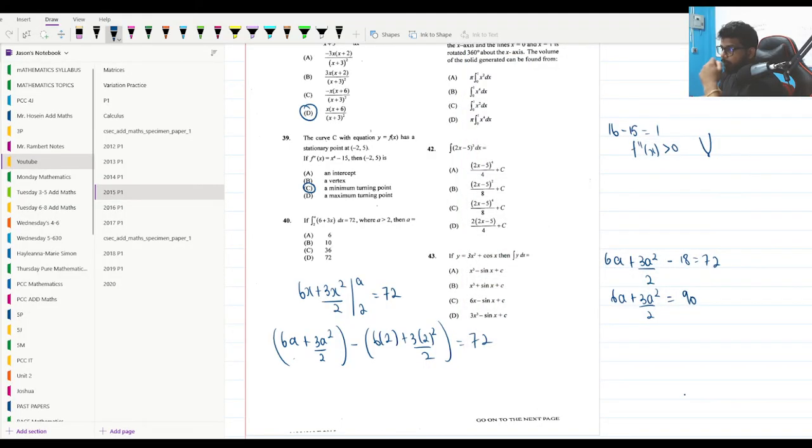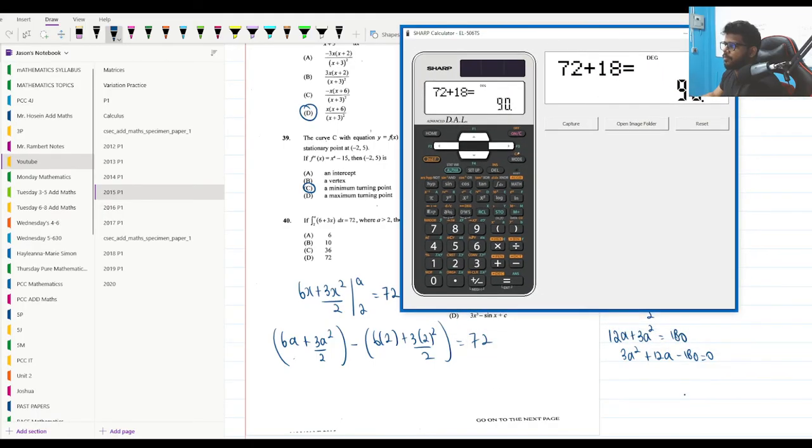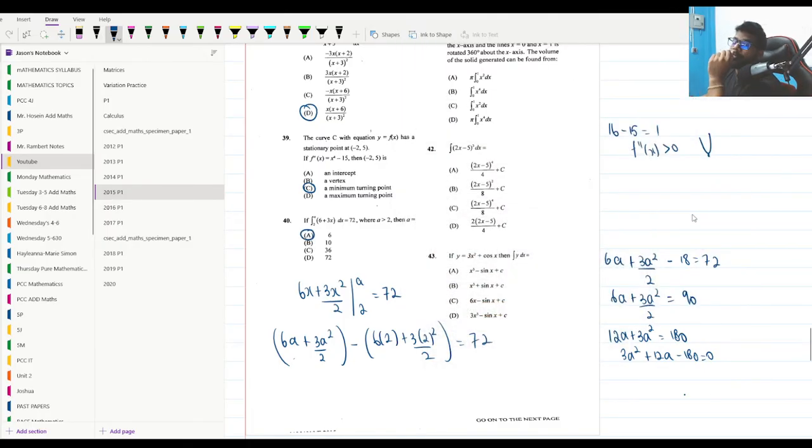If I multiply throughout by 2, I get 12a plus 3a squared is equal to 180. Rearrange: 3a squared plus 12a minus 180 is equal to 0. Plug it in a calculator and solve. Mode 2, 2, 3, 12, minus 180. They say a is greater than 2. So 6 is the answer, minus 10 is the answer, but minus 10 is less than 2, so the answer can only be 6. This one was a bit of working.